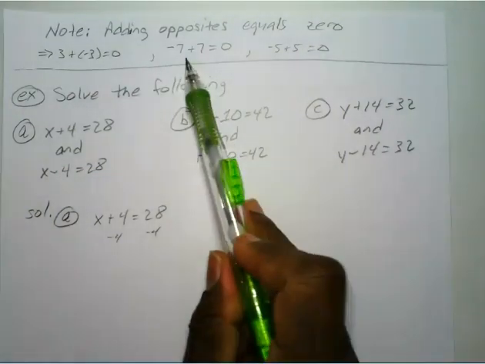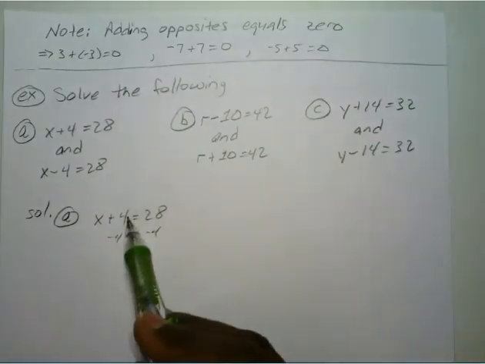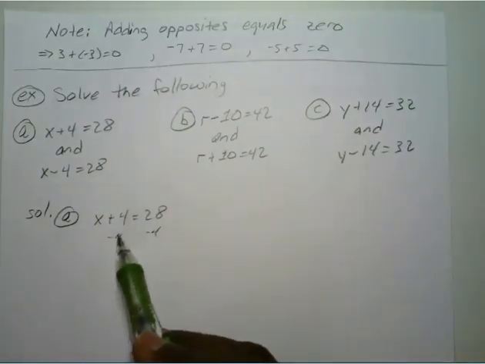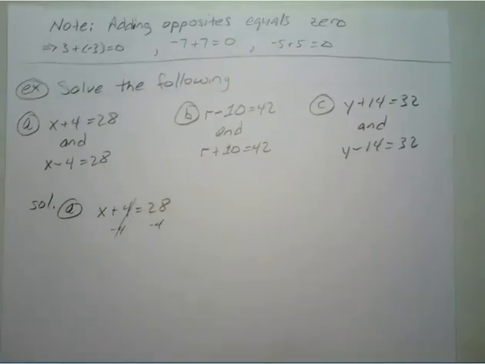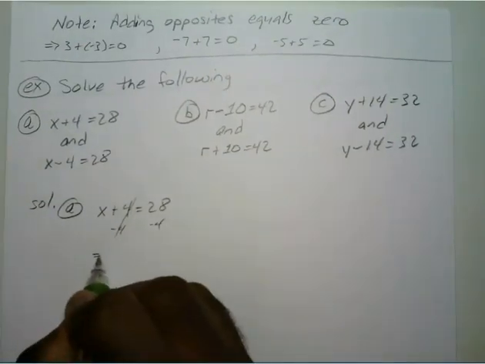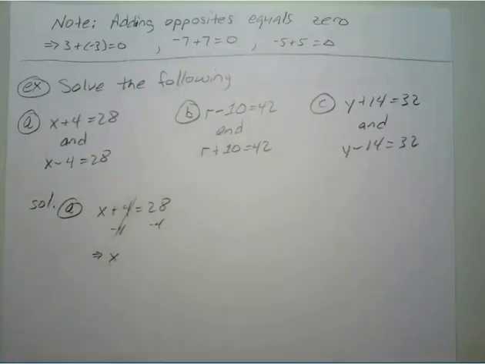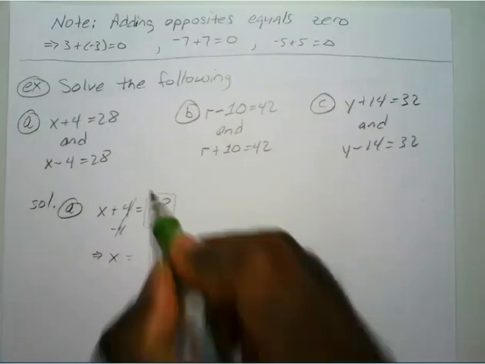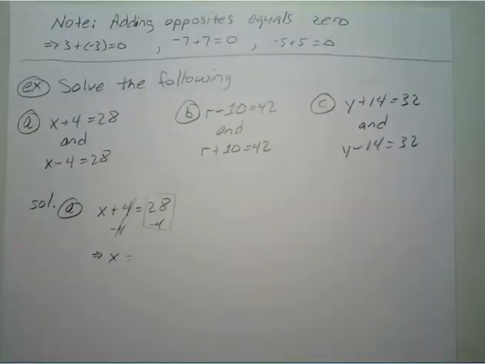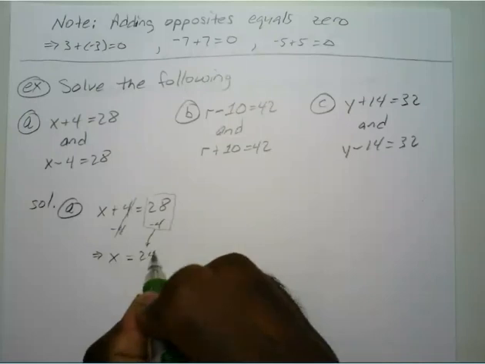Remember, when you add together your opposites, it equals 0. So if you have positive 4 plus negative 4, that's going to equal 0. Those two cancel out. So you have x plus 0, which is just x, is equal to whatever's on this side of your equal sign. So 28 minus 4 is 24.